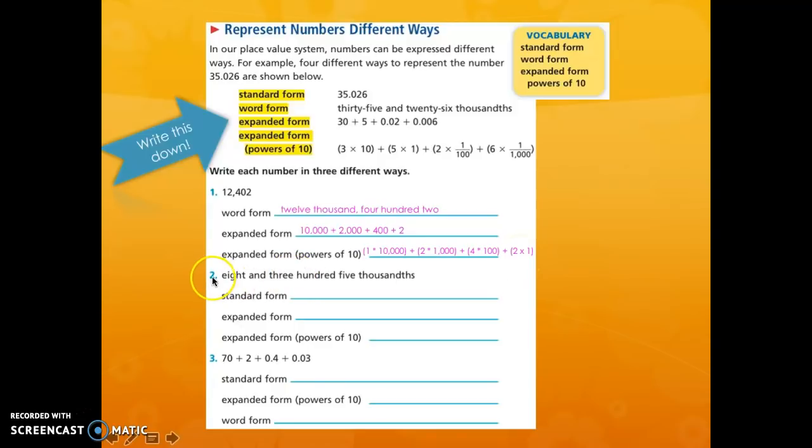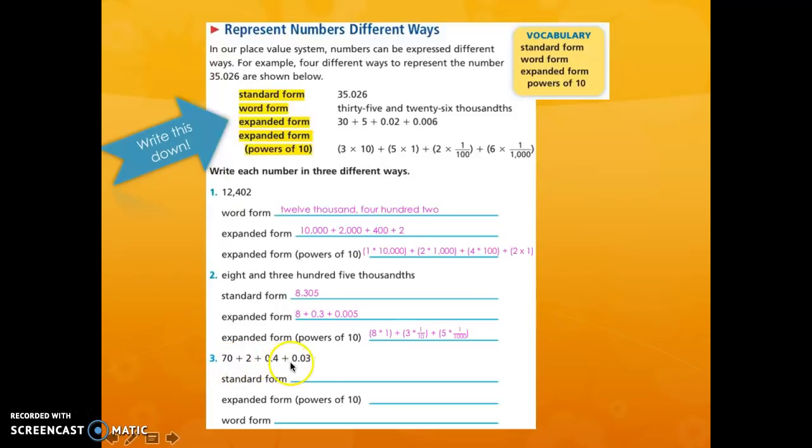So now look at problem number 2. It's already written in word form, so what would that look like in standard form? Well, 8 and 305 thousandths. There it is. If we expand it, I've got my 8 plus my 3 tenths plus my 5 thousandths. Now I'm going to expand it with powers of 10. 8 is in the ones place, 3 is in the tenths, 5 is in the thousandths. If this is confusing to you, you can always go back to your notebook because you should have this written down.